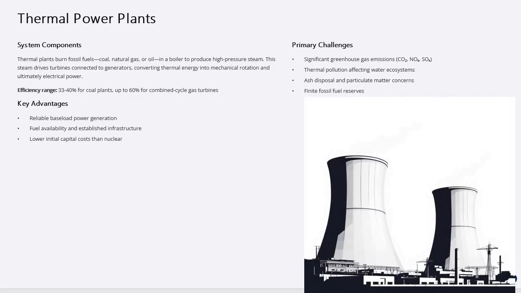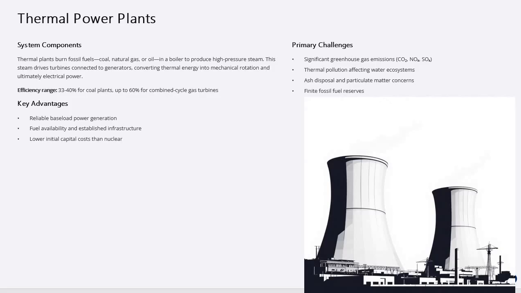There are some key advantages: reliable baseload power generation, fuel availability and established infrastructure, and lower initial costs than the nuclear power plant.